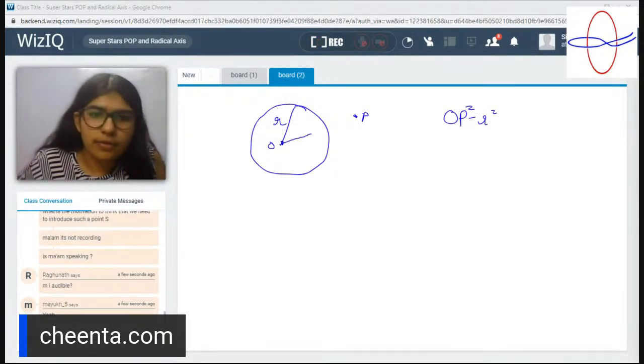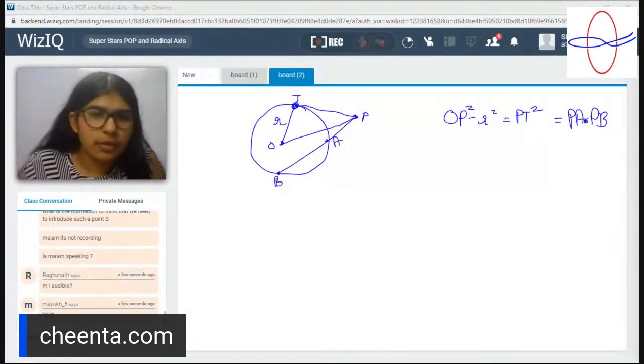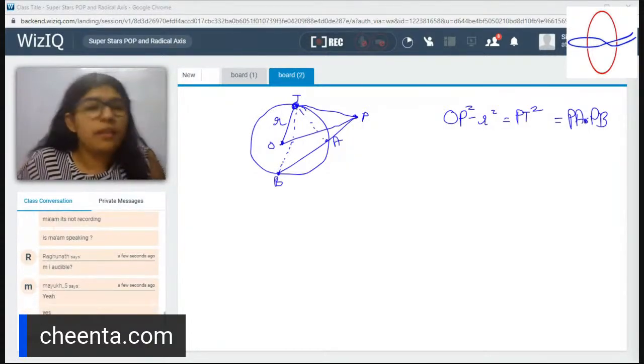And then OP squared minus R squared is basically the length of the tangent squared, PT squared. If you take PA into PB, this is also equal to PT squared. And the converse is also true.